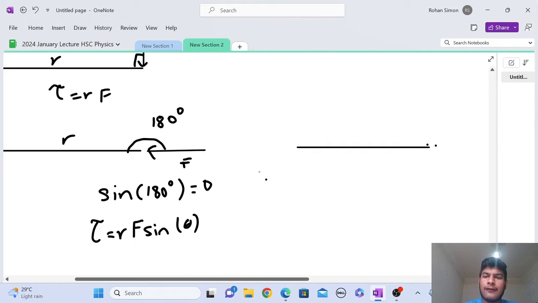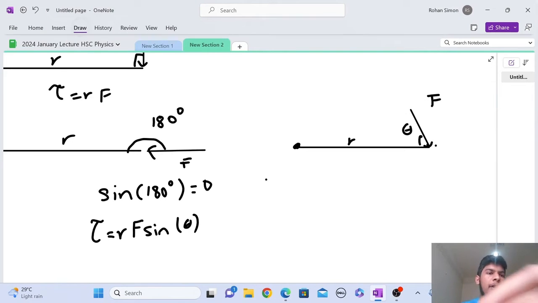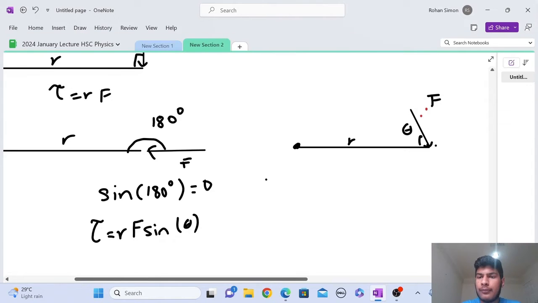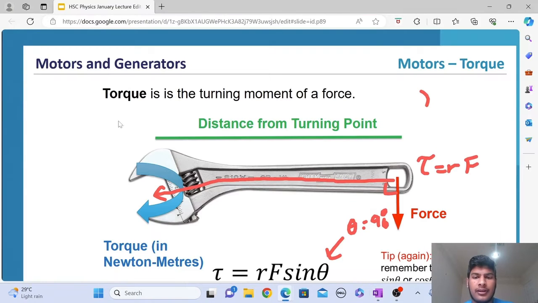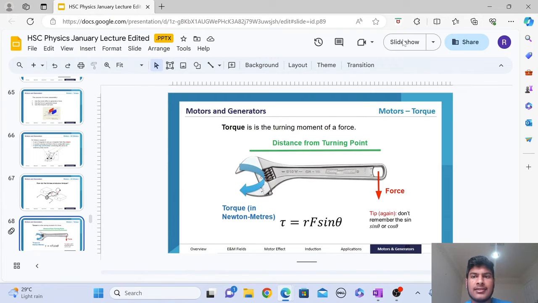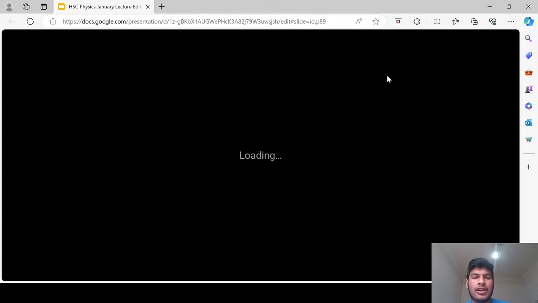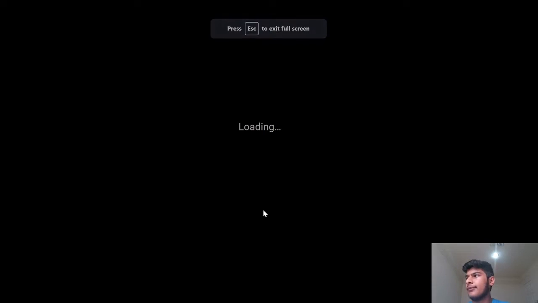So if we have a force, for example, at an angle, and this is our pivot point, this is our radial, this is F, this is theta. We're only interested in the component of the force that's perpendicular to that lever arm, and not the component that's parallel to that lever arm, because that parallel component is just pulling that rod. That's not going to generate any torque. Only this vertical component is. So yeah, that's why this sine theta is here. This is a side note, so you're not just blindly memorizing it. You want to make sure you understand where that sine theta comes from.